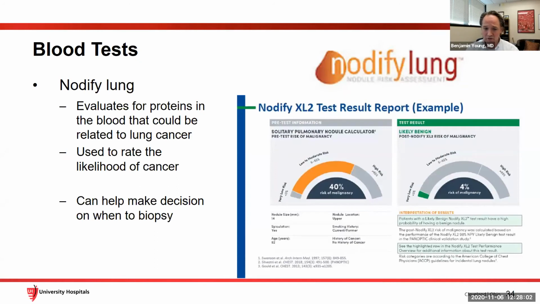That being said, there is one commercially available blood test that can give us a sense for whether or not the nodule is malignant. This test, called Notified Lung, requires a blood draw, and they're looking for specific proteins in the blood that are associated with lung cancer. For people with intermediate risk nodules, depending on whether or not those proteins are present, we can either downgrade their risk to low risk, in which case we would continue to follow them with imaging studies, or it can indicate that they're high risk and then we need to move on to either a biopsy or straight to removal.